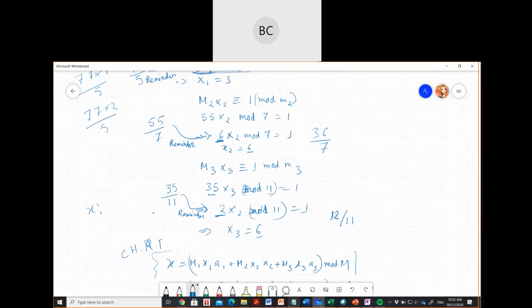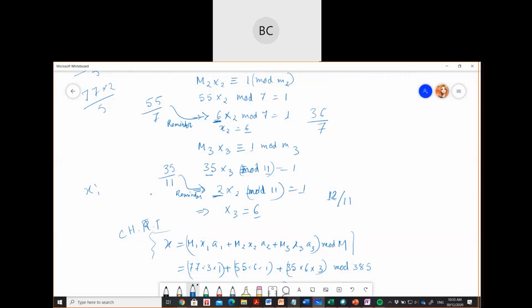x3 is 6. This is x3. 6 into 2 is 12. Okay, 12 divided by 11 will be 1, remainder will be 1. So that's how you will find the value of xi's.